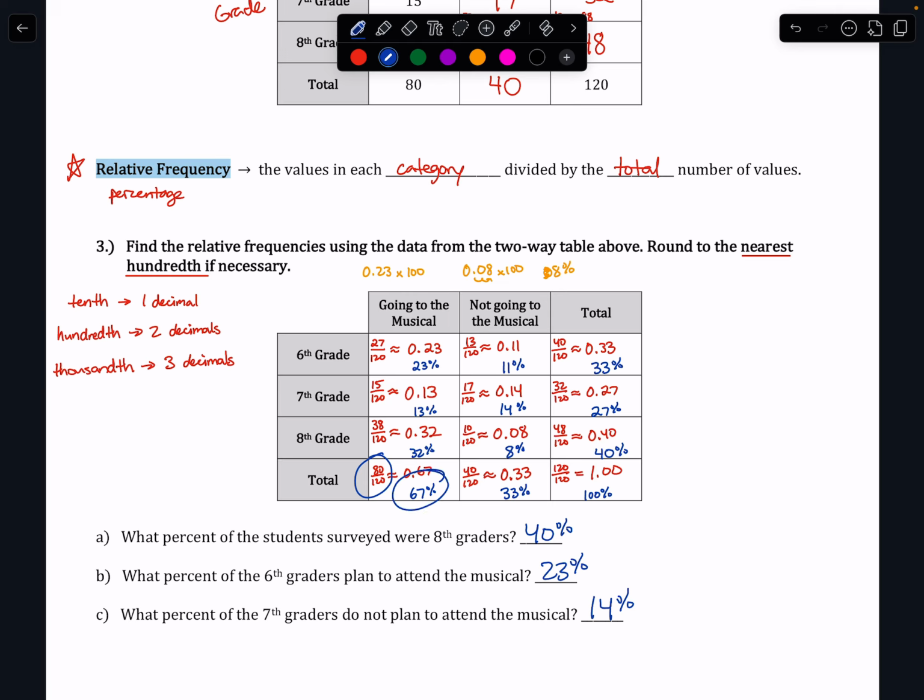So sometimes it's useful to just know how many, which is your frequency, just purely how many students. And sometimes it's helpful to know what percentage, which is your relative frequency. So it just depends on the situation and what it is we're looking for.